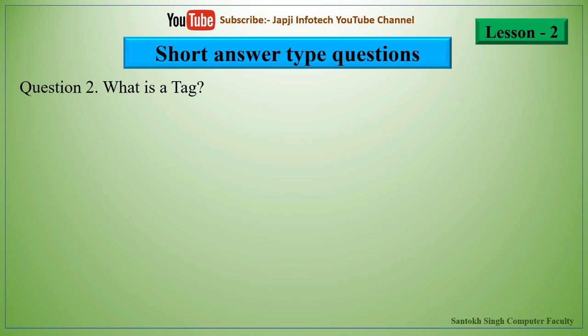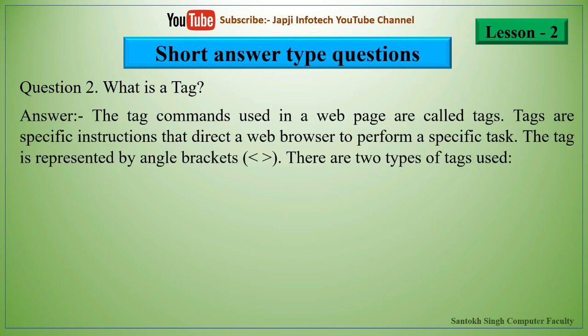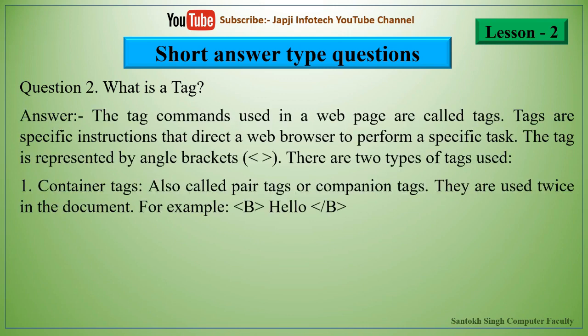And the second question is, what is a tag? The tag commands used in a web page are called tags. Tags are specific instructions that direct a web browser to perform a specific task. The tag is represented by the angle bracket. There are two types of tags used. First one is container tag. Container tag is also called pair tag or companion tag. They are used twice in the document. For example, B, hello, and B.